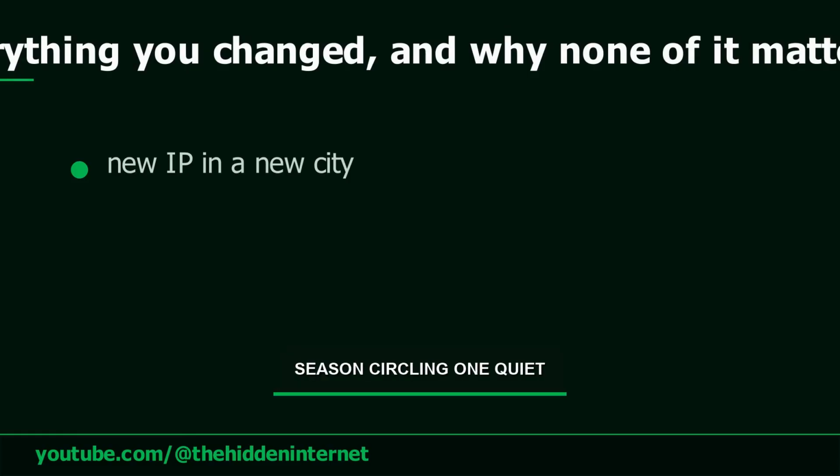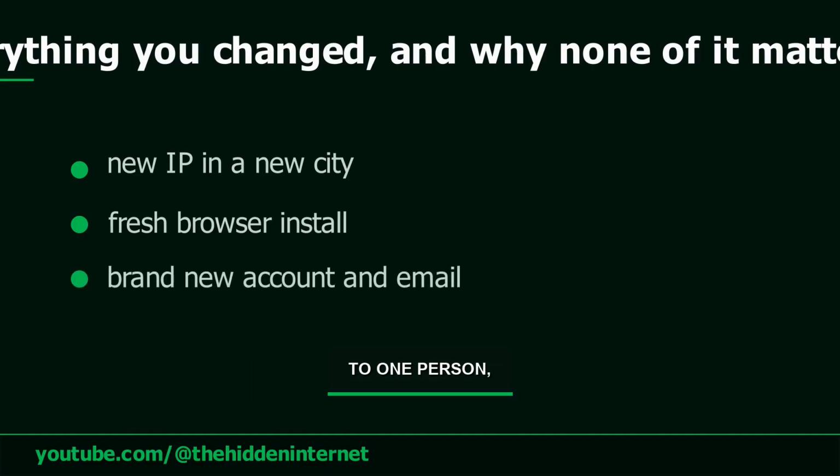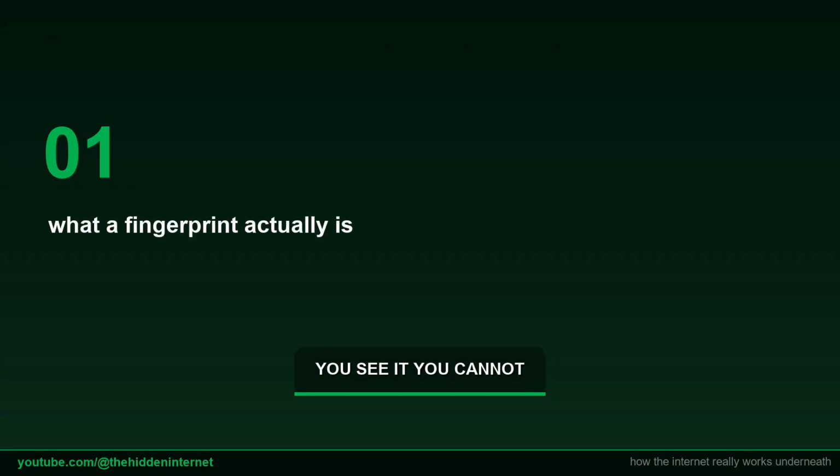We have spent this whole season circling one quiet thing: the IP that got caught, the cookies that survived deletion, the accounts that linked back to one person, the bands that landed in waves. Under all of it, there was a single thread. And this is the episode about the thread. The name for it is device fingerprinting. And once you see it, you cannot unsee it in everything that came before.